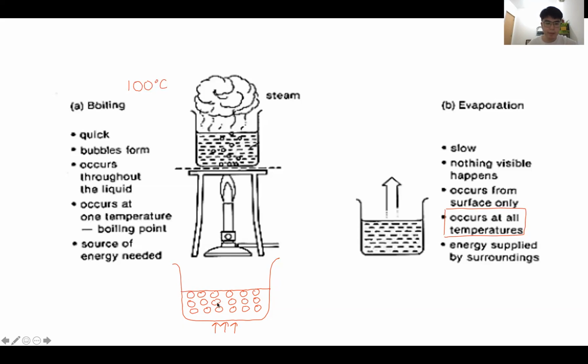Every single particle gets energy, and even the particle at the bottom, this particle here, can also escape because they are all receiving the same amount of energy, right? The particle at the bottom here or the particle up here can jump out. This particle also can jump out. Any particle can jump out. So boiling occurs at every point in the liquid. It occurs at one temperature, 100 degrees Celsius, and it occurs at every point in the liquid.